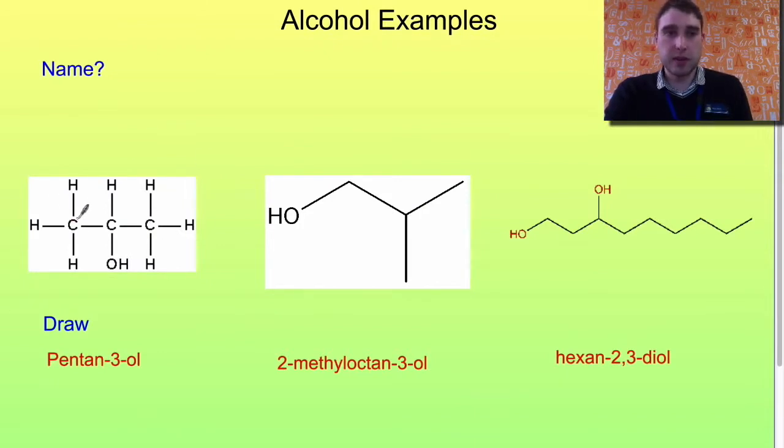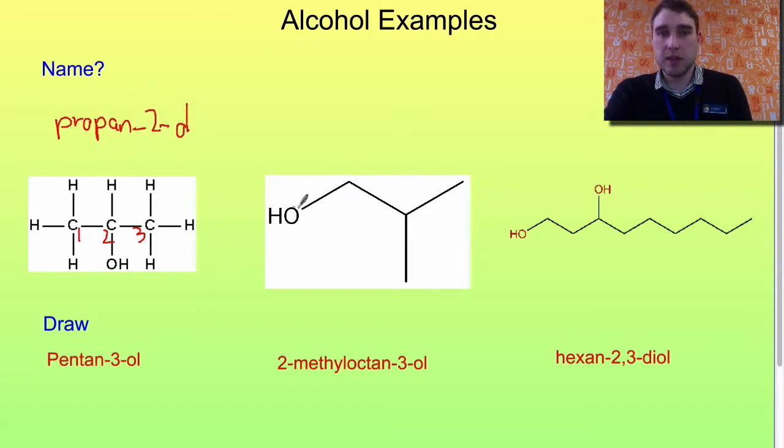So now we're going to do some examples with alcohols. Let's start with this one down here. So 1, 2, 3. So 3 carbons. So propan. Our hydroxyl group is on carbon 2, so propan-2, and our suffix is ol.